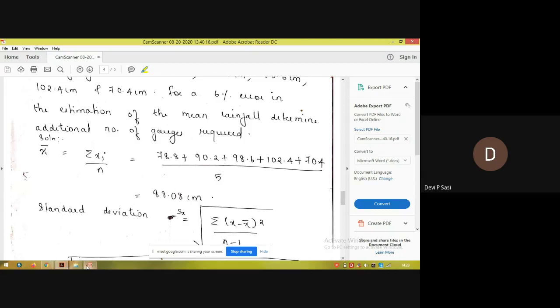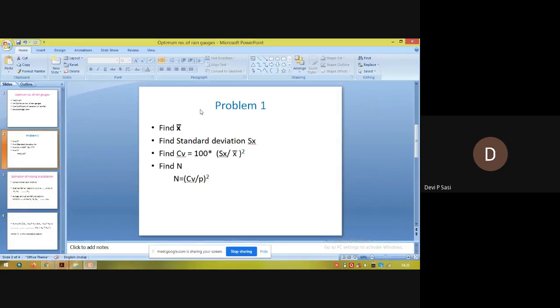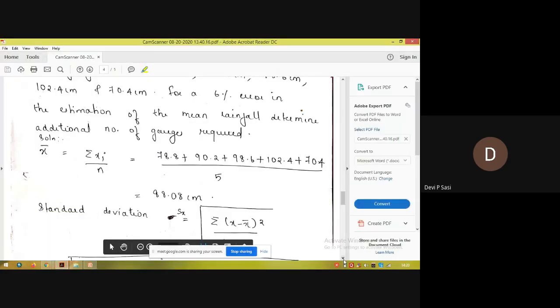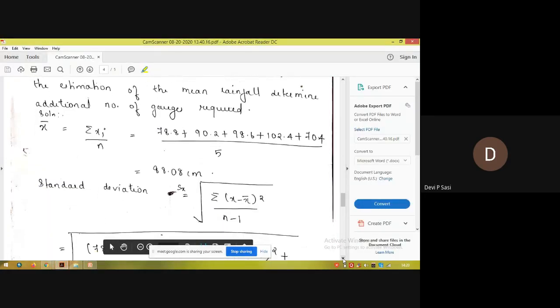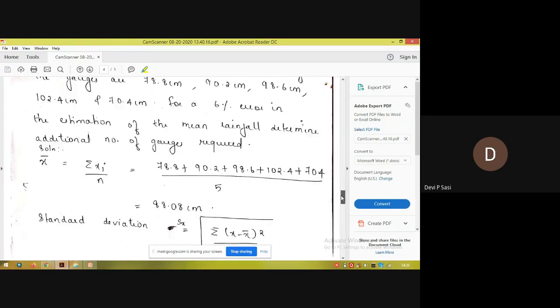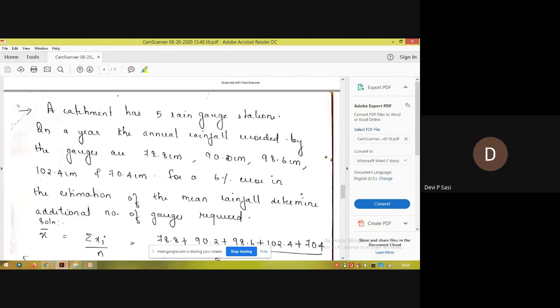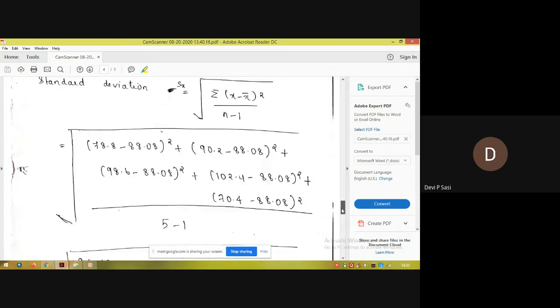Next step is to find the standard deviation. So first you find x bar and the second step is to find the standard deviation Sx. The standard deviation Sx is given by Sx is equal to the square root of sigma (x minus x bar) the whole square by (n minus 1). So what is x here? The values of x are 78.8, 90.2, 98.6, 102.4 and 70.4.